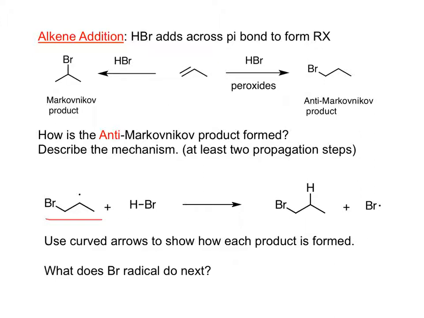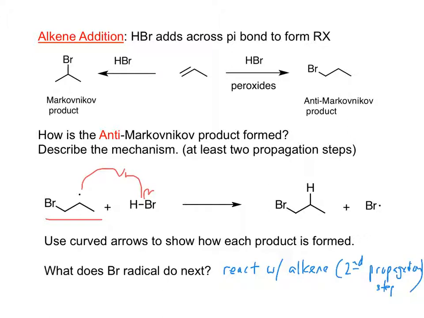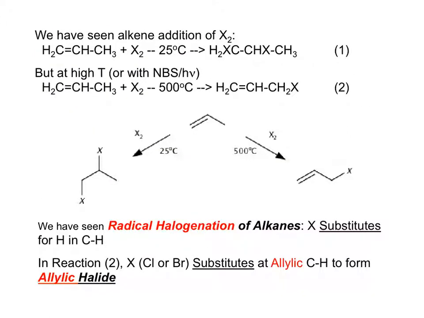Stop the video, use curved arrows to show how each product is formed, then figure out what the Br radical does next. Here are the answers. Earlier we looked at the alkene halogenation reaction, which is an addition reaction. However, changing the reaction conditions will result in a substitution reaction in the allylic position. This second reaction occurs via a radical mechanism.